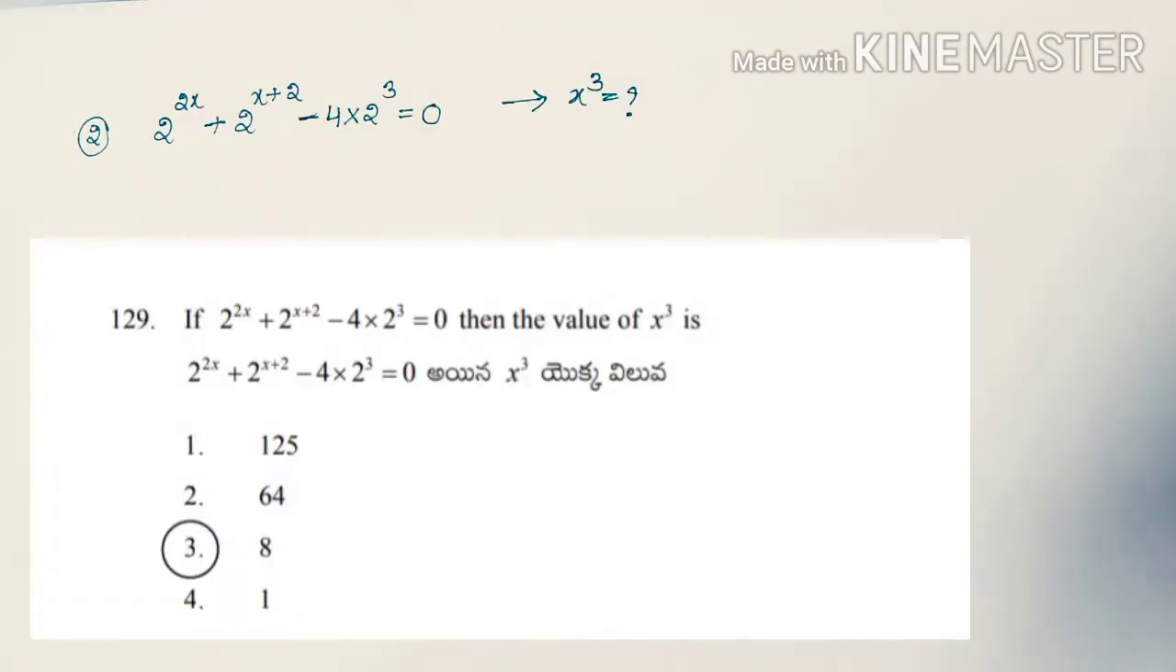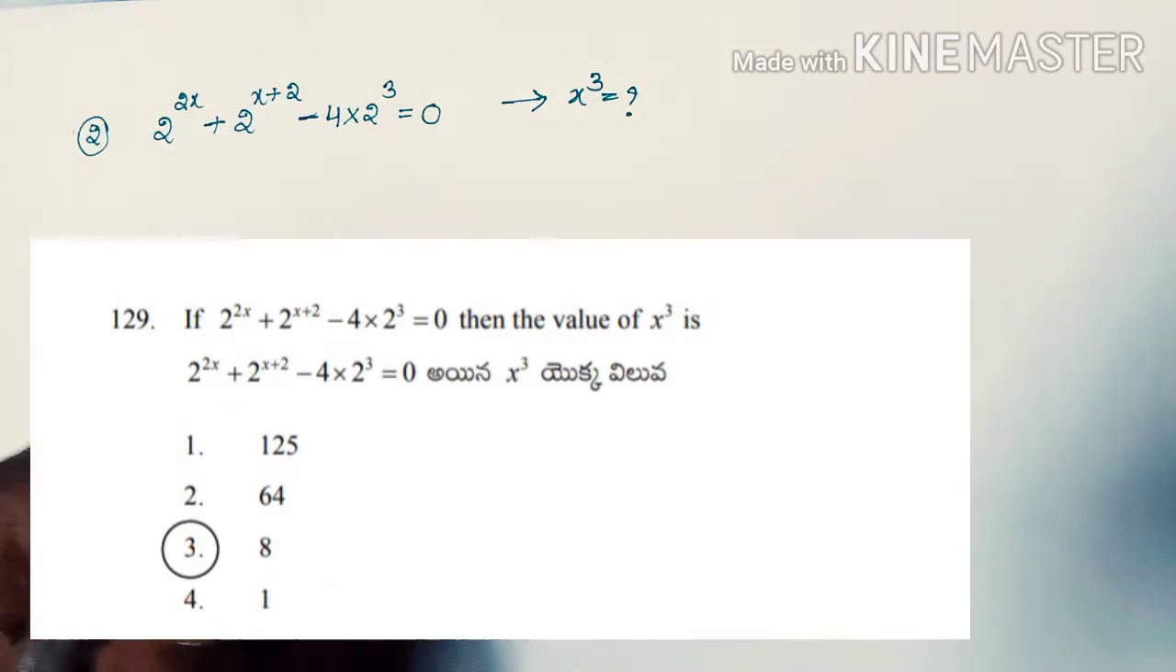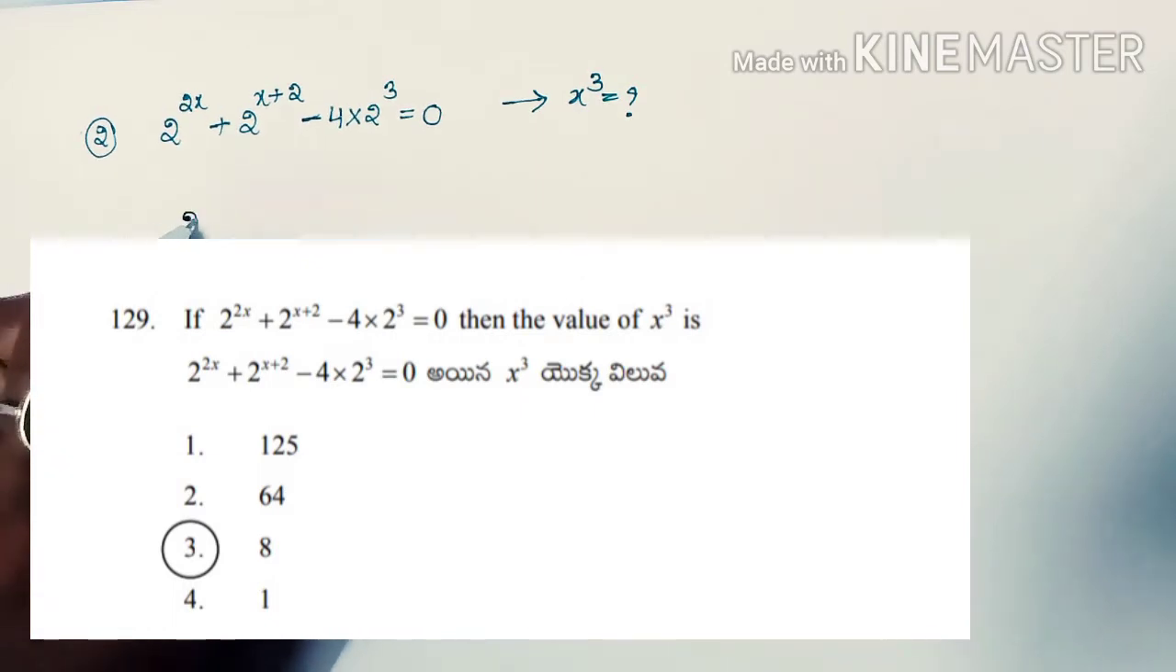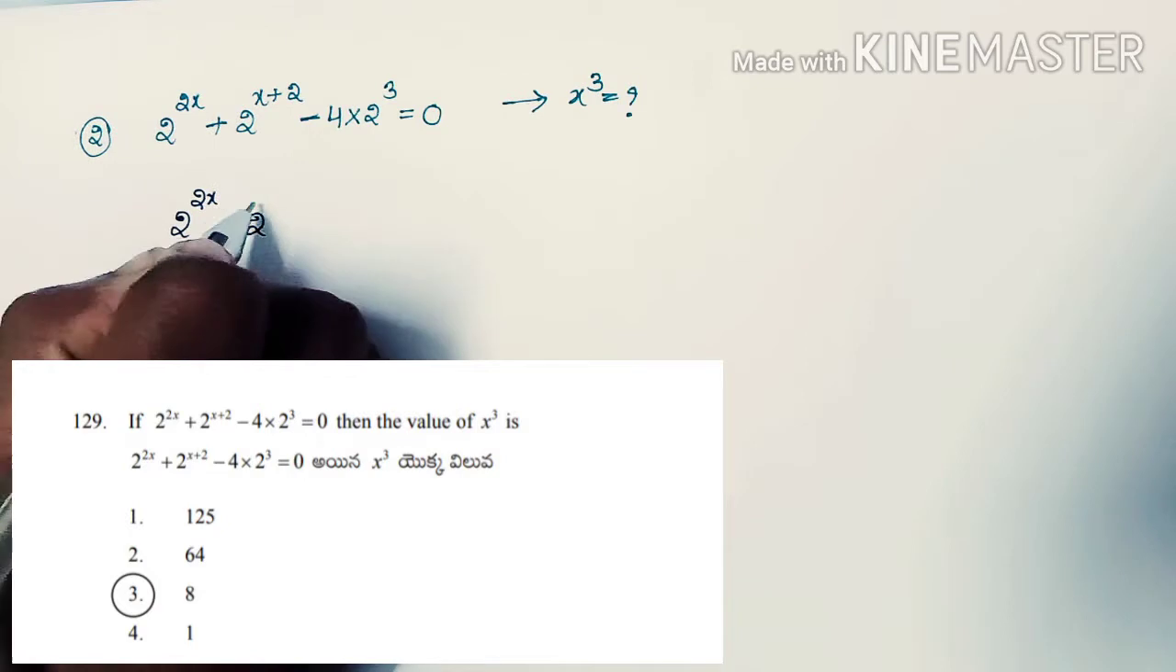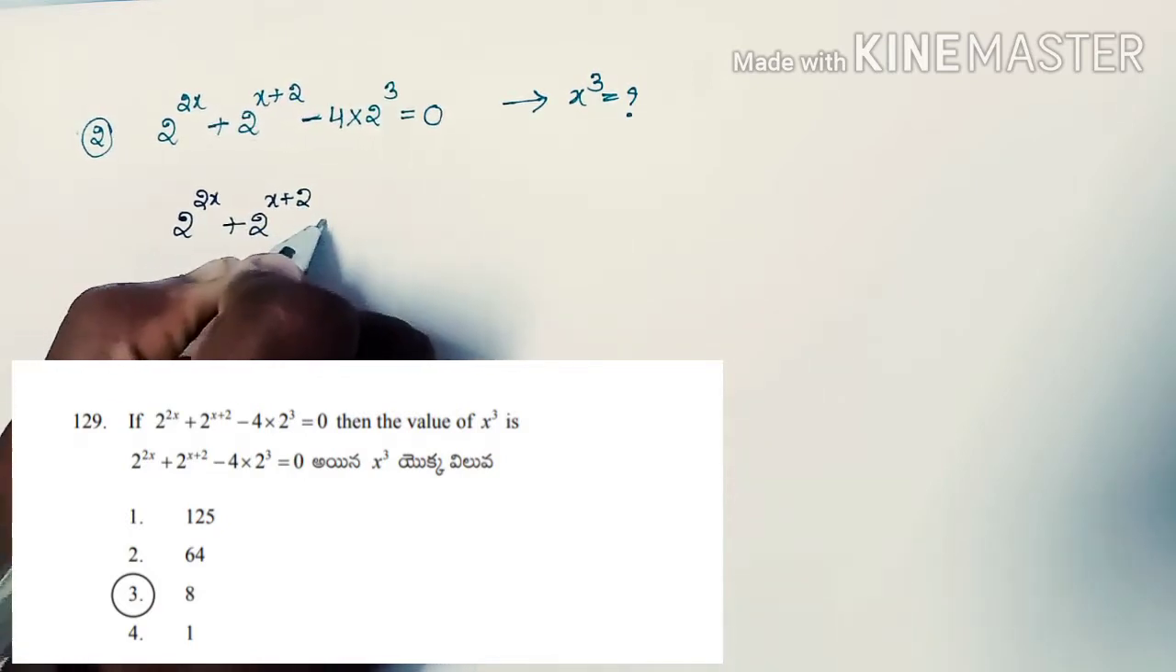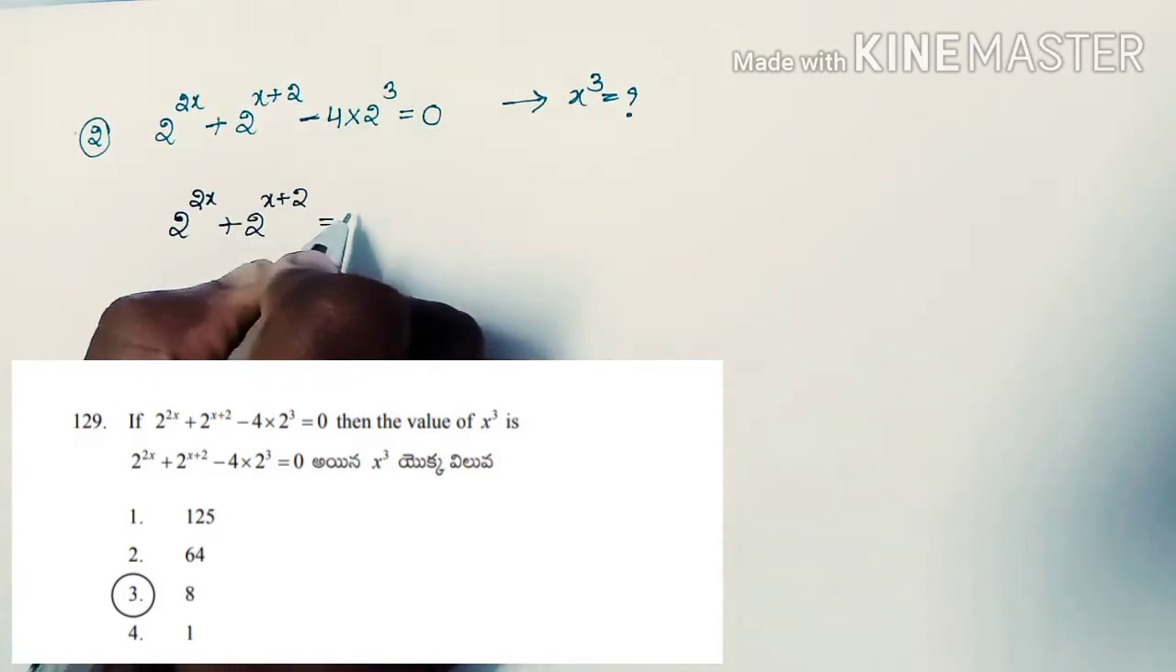Next problem. 2 power 2x plus 2 power x plus 2 minus 4 into 2 cube is equal to 0, then the value of x cube is equal to, the options are 125, 64, 8, 1. So here the given equation is 2 power 2x plus 2 power x plus 2 minus 4 into 2 cube is equal to 0. In the next step we are writing this equation as 2 power 2x plus 2 power x plus 2 is equal to, writing this term to this side, 4.